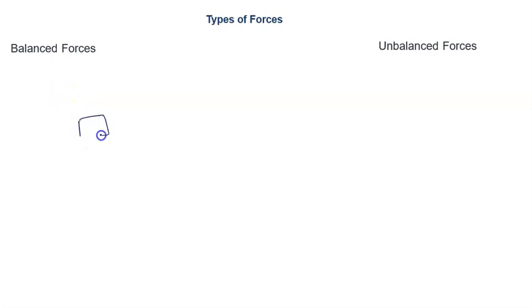Let us say there is an object of any mass m and you are applying some force here, that is F1, some force here, that is F2, some force here, that is F3, some force here, that is F4. If you add all the forces, F1 plus F2 plus F3 plus F4, and the value is 0, then it is known as the balanced force.